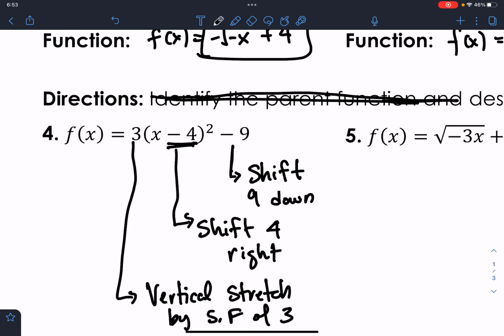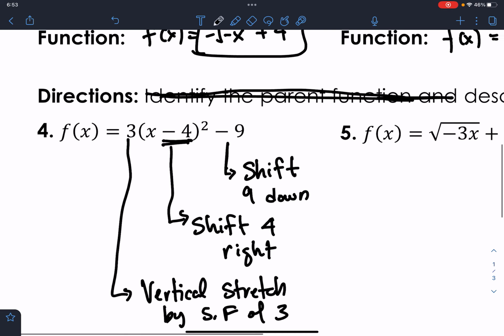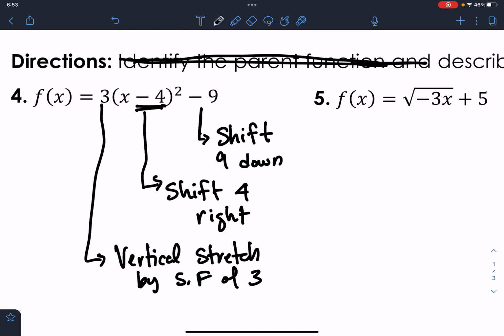So that's what those 3 numbers are going to do. Subtracting 9 is going to shift it down. The subtraction of 4 inside the parentheses with the x, that's going to shift it to the right. And the 3, the multiplication of 3, is going to result in a vertical stretch.